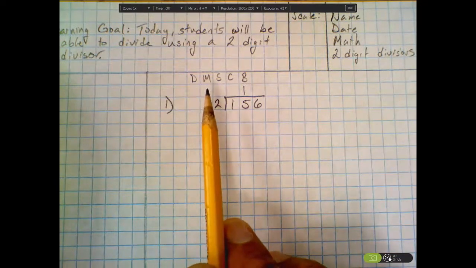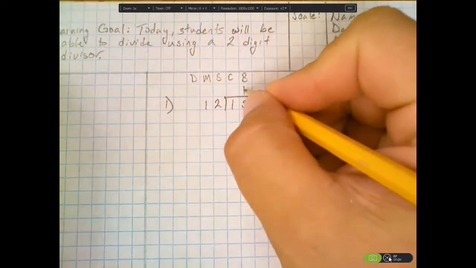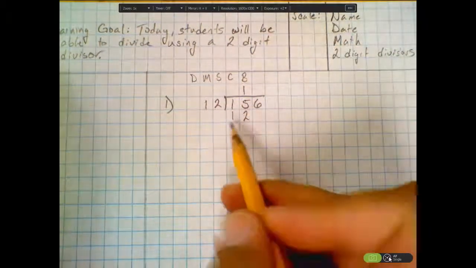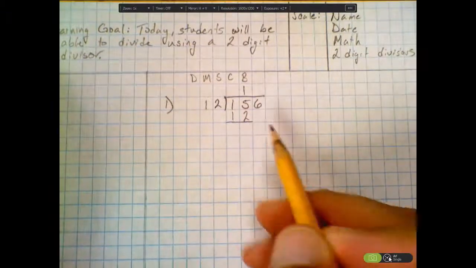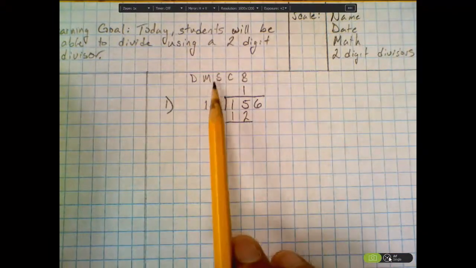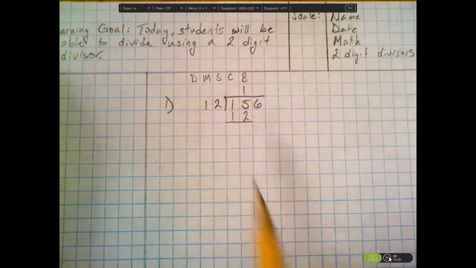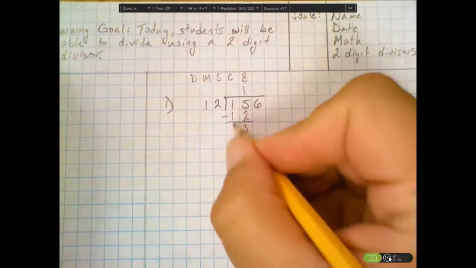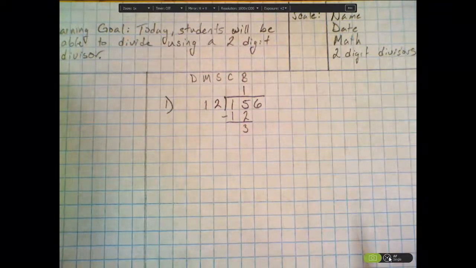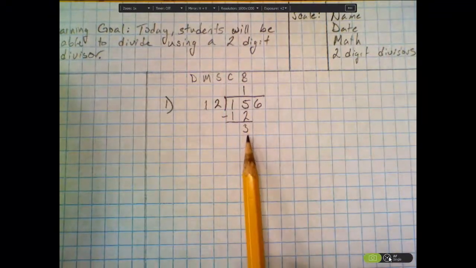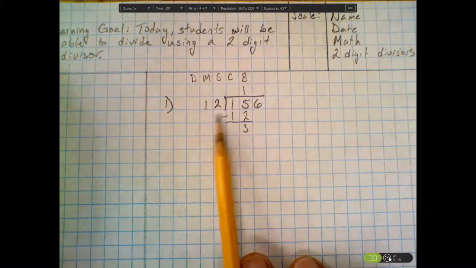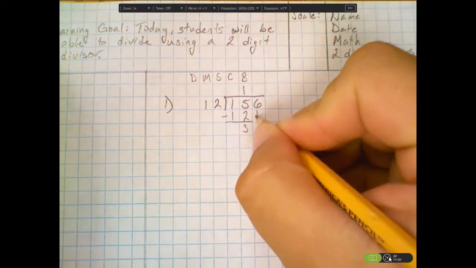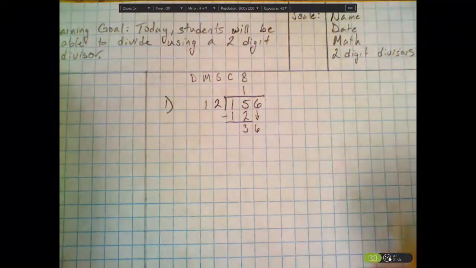Now we're ready to multiply. 1 times 2 is 2. 1 times 1 is 1. Now we're ready to go to the next step, which is subtract. 5 minus 2 is 3. 1 minus 1 is 0. Then we're going to check. So is 3 less than 12? Yes, it is. And so now we're going to bring down the next digit. So we're going to bring down the 6.